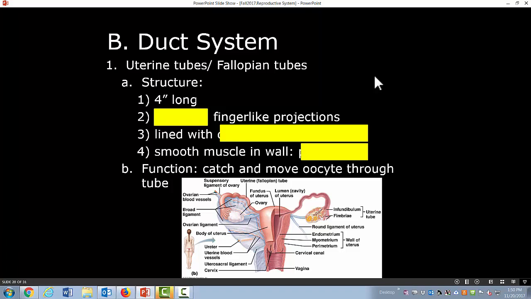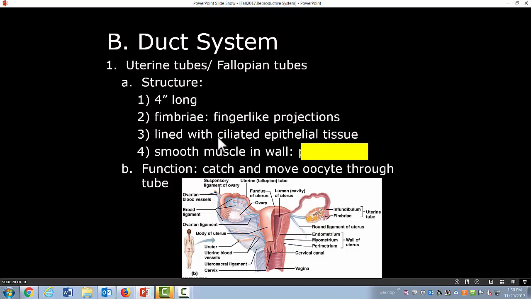Now the fallopian tubes are structures about 4 inches long, and here at the end we've got the fimbriae, which are finger-like projections that are designed to catch the ovulated gamete. Within the fallopian tubes, the uterine tubes, they're lined with ciliated epithelial cells. The ciliated epithelial tissue is going to help move and sweep the oocyte along the fallopian tube into the uterus. In addition to ciliated epithelial tissue, there's also smooth muscle in the wall of the fallopian tube.